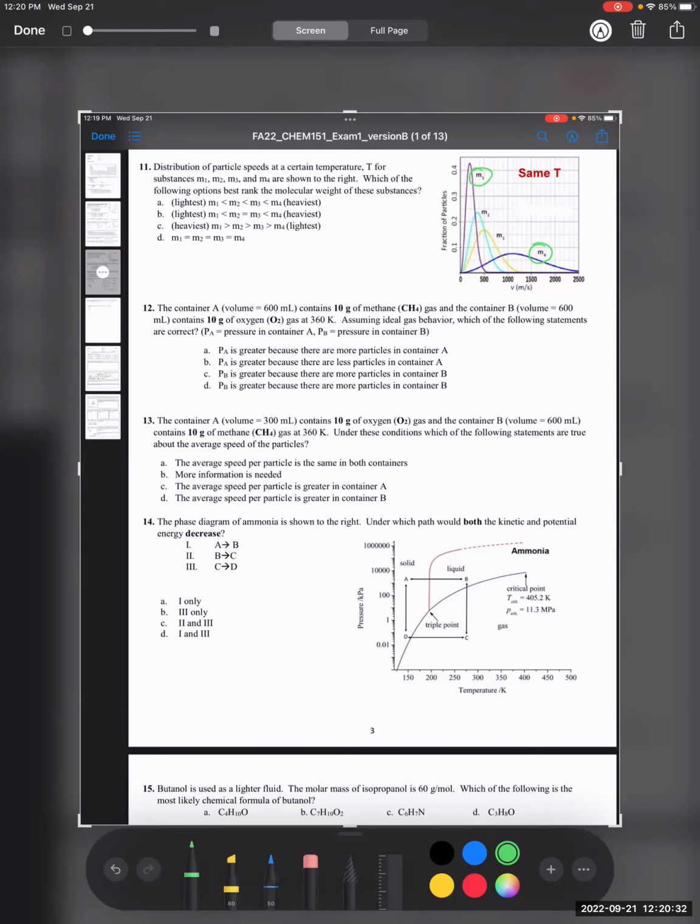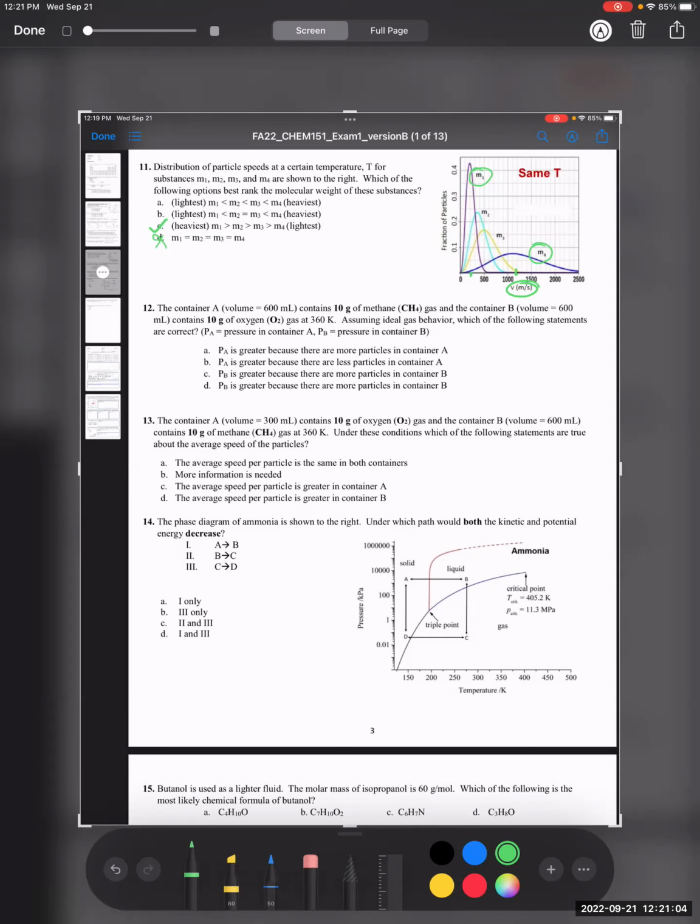So let's see. And it seems like that option is option C. All the others do not make any sense. So yeah, M1 cannot be the lightest. M1 is the heaviest. That's why it is moving the slowest. Because how do we know it's moving the slowest? This is the speed. You can see we have the lowest speed for M1 and the highest average speed for M4.